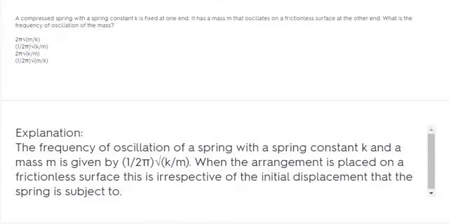A compressed spring with a spring constant K is fixed at one end. It has a mass m that oscillates on a frictionless surface at the other end. What is the frequency of oscillation of the mass?